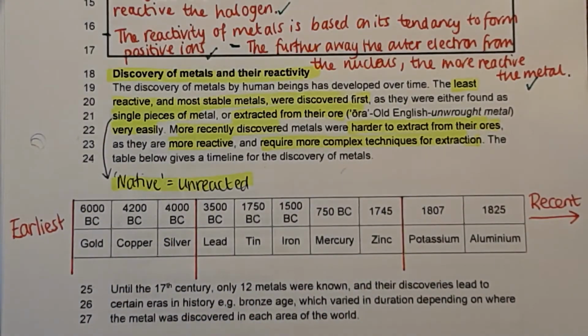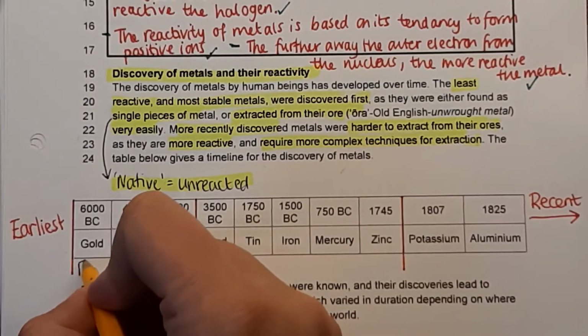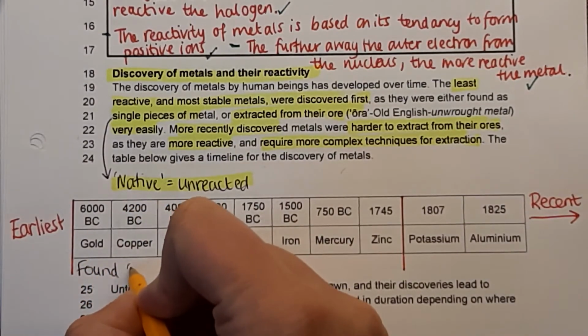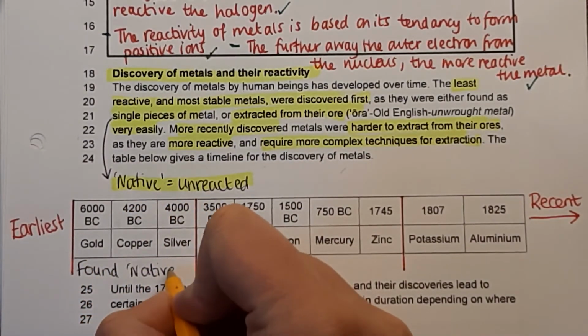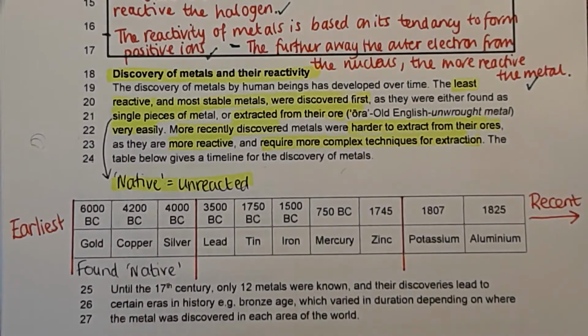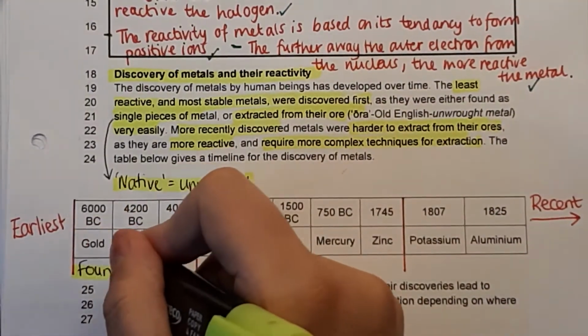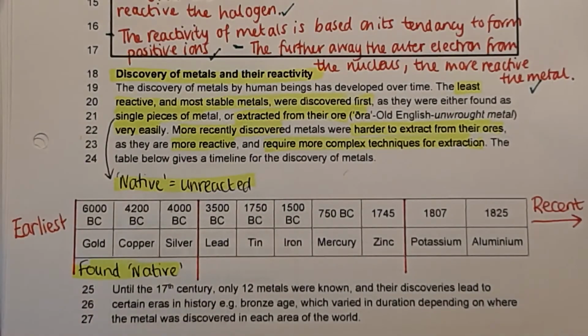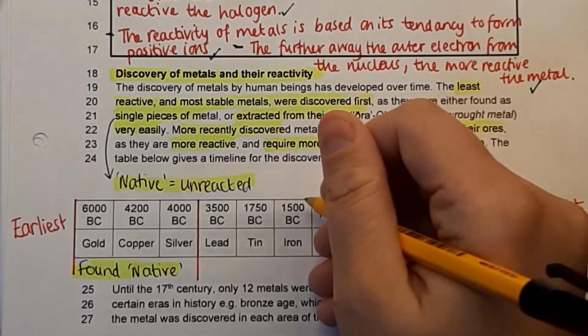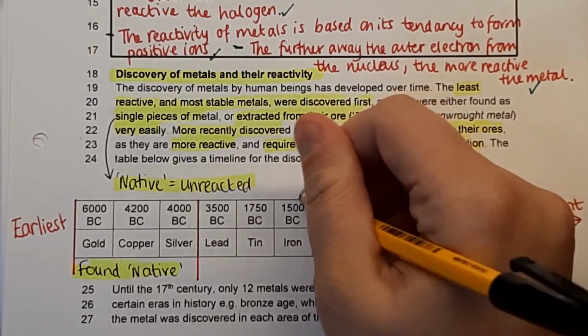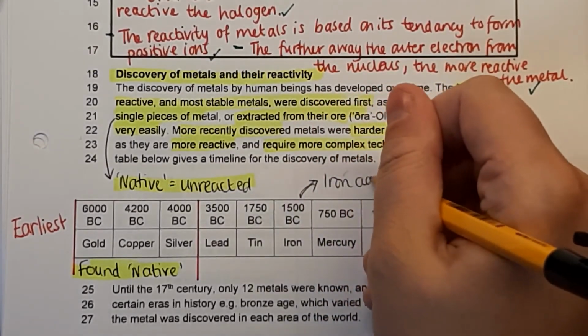So these 3 are found native. They were simply lumps of metal unreacted in the ground. They would look shiny, maybe the rain would wash away the dirt and expose them. So gold, silver and copper. Then we move on to sort of the Iron Age period. So this here would be the Iron Age, when iron was discovered and used.